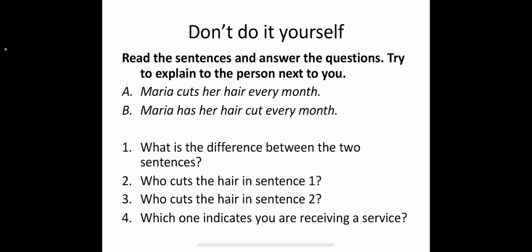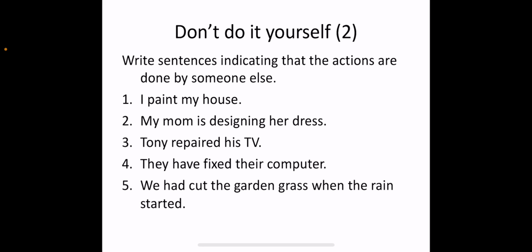Check the examples. I have some more examples here for you, and let's try to do it. In all of these, we have a person doing something. Like the subject in the sentence is the person doing the action. 1, I paint my house. 2, My mom is designing her dress. 3, Tony repaired his TV. 4, They have fixed their computer. And 5, We had cut the garden grass when the rain started. Now you can see that the sentences are also in different tenses.